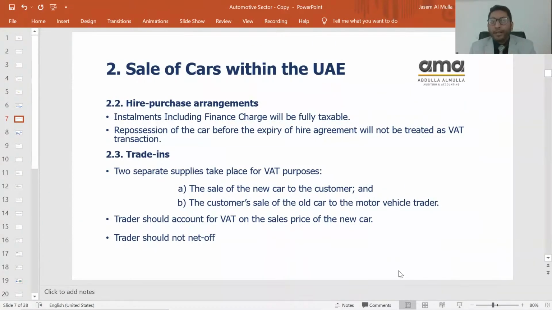But the important point to understand is that once the dealer or the trader sells the car to the customer, he will charge the VAT and issue the tax invoice for the total value of the new car. He will not net off the amount of the old car. For example, the value of the new car is 80,000 and the value of the old car is 20,000. So the dealer or the trader needs to issue the invoice for 80,000 rather than 60,000.